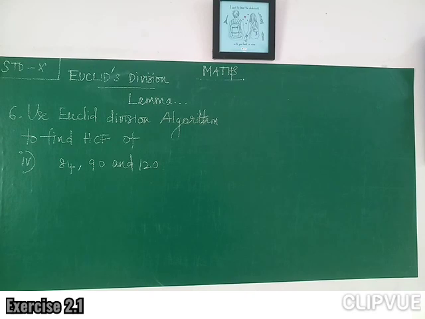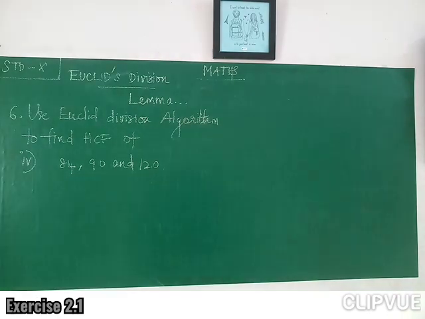Question number 6, fourth subdivision. Here 3 numbers are given. Use Euclid division algorithm to find HCF of 84, 90 and 120. So what is the procedure? What is the method to find HCF? First we are going to take any 2 numbers among the given numbers. Now I am going to take 84 and 90.